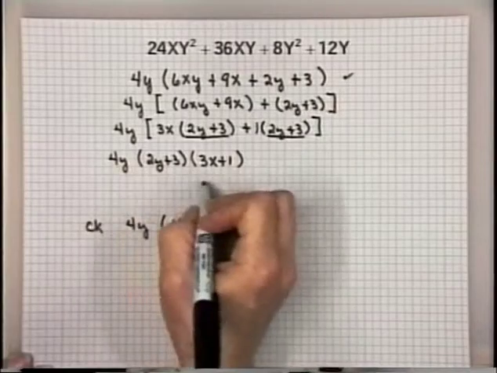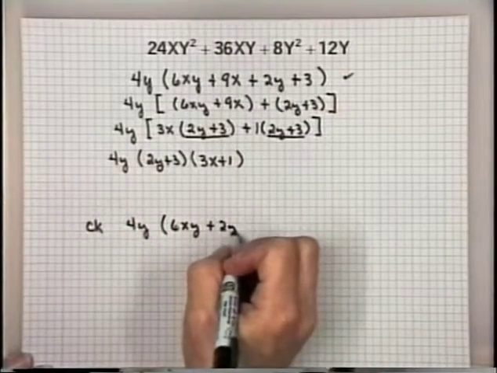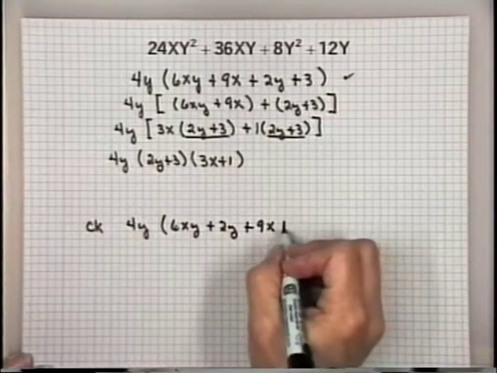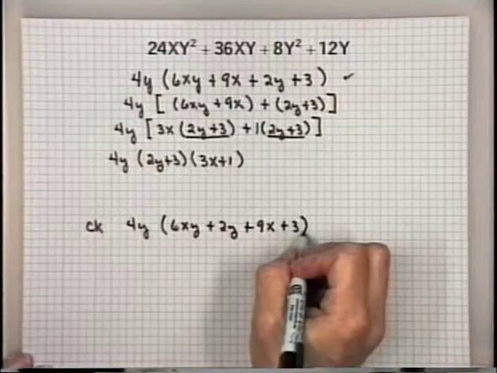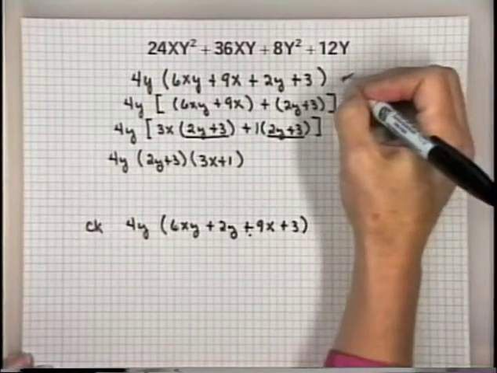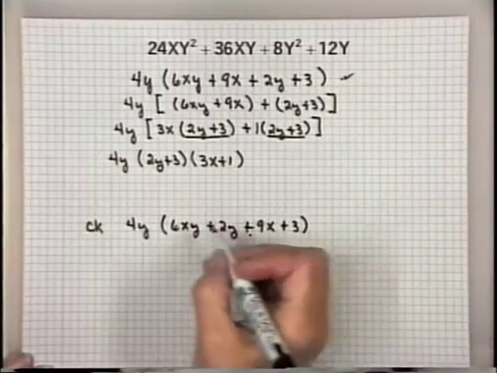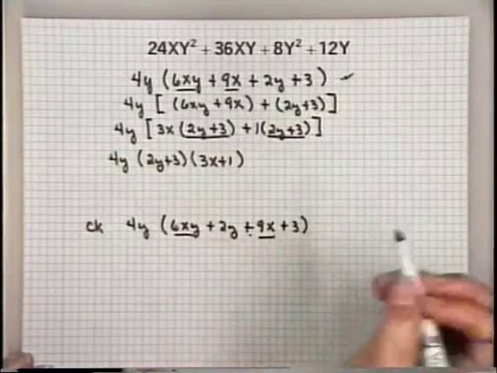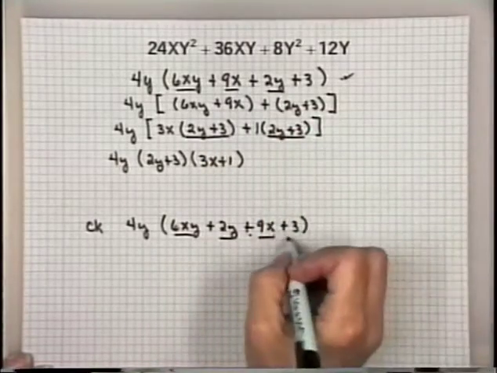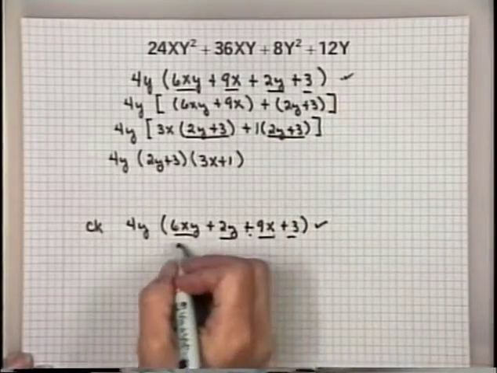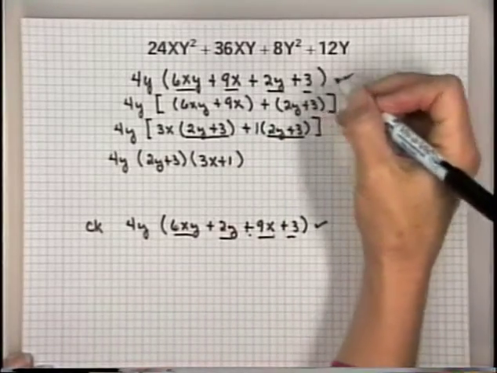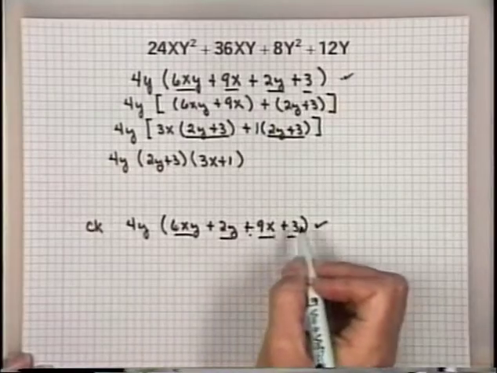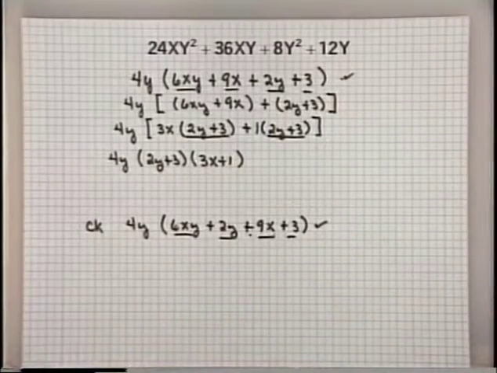6xy. The outside product is a plus 2y. The inside product is a plus 9x. And the last two terms multiplied together is a plus 3. Let's compare this to what we had up here where we had checked previously. I have the 6xy, I have the 9x, I have the 2y, and I have the 3. So this problem, though it's in a different order, is the same as this problem. So we can be sure at this point that this is correct. You could, of course, distribute your 4y and see that you have the original problem.